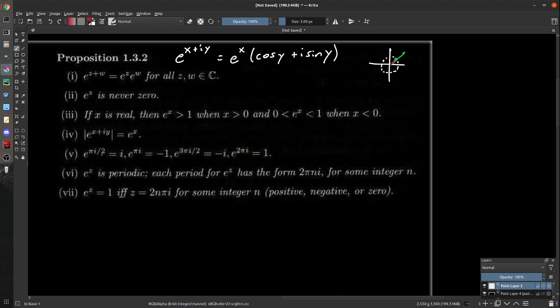E to the i pi over 2 is i. E to the i pi is -1.